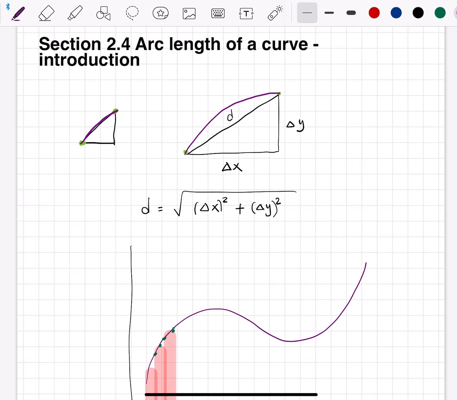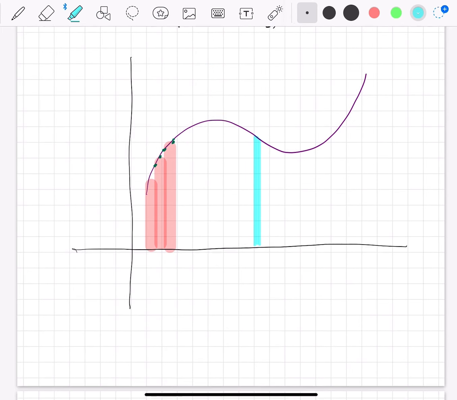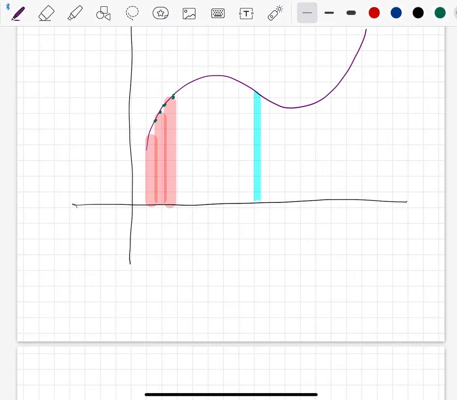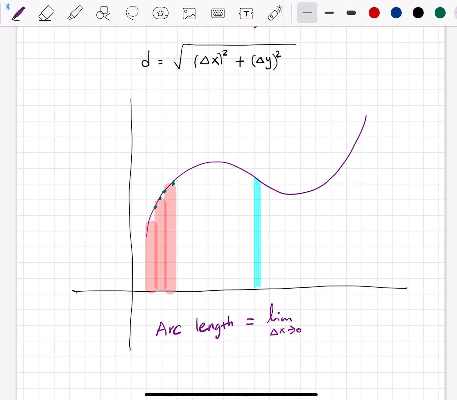So what is that? That is a limit. That is the limit of slicing this curve into really, really thin slices. By combining everything we just talked about, the arc length is going to be a limit where I'm taking the limit as delta x approaches 0 of a summation of those distances.